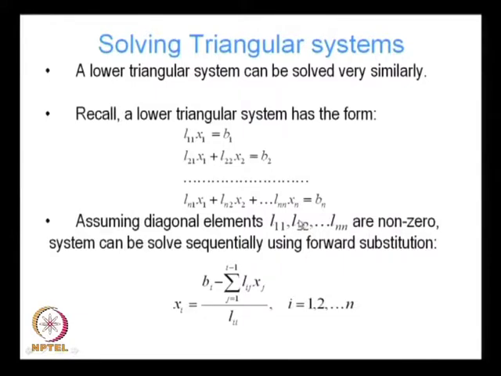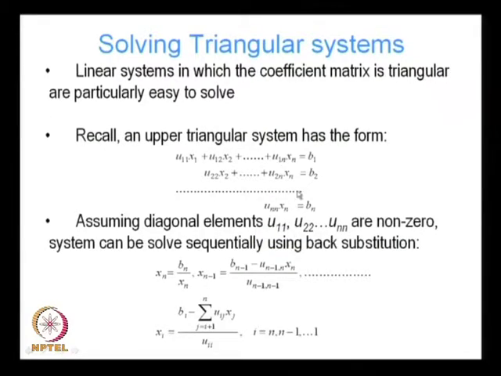We solve for x1, we solve for x2, we solve for x3, and so on. But the important thing to note is that this assumes that the diagonal elements L11, L22 through Lnn are non-zero. Only when these diagonal elements are non-zero can the system be solved sequentially using either forward substitution or backward substitution.